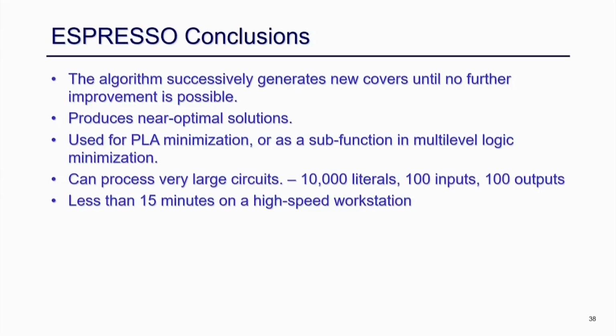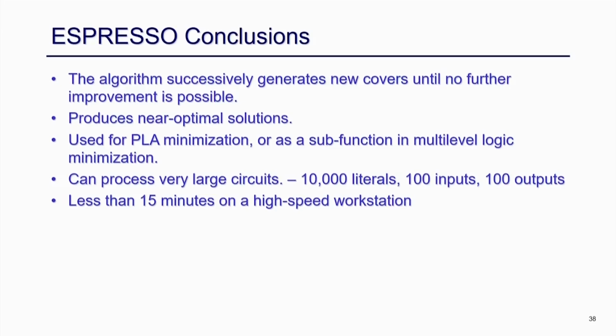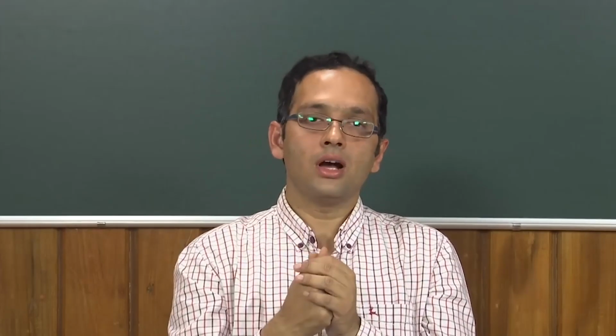Just to conclude on Espresso, it basically successfully generates new covers until no further improvement is possible, and it gives you a near optimal solution. It always tries to give you a near optimal solution, and this is used primarily for PLA minimization. The biggest advantage of Espresso is that it is very much scalable, and it works for very large circuits, which is contrary to the other conventional exact approaches like Karnaugh map or Quine-McCluskey. Those are not scalable. So, Espresso actually works for bigger circuits and practical circuits.